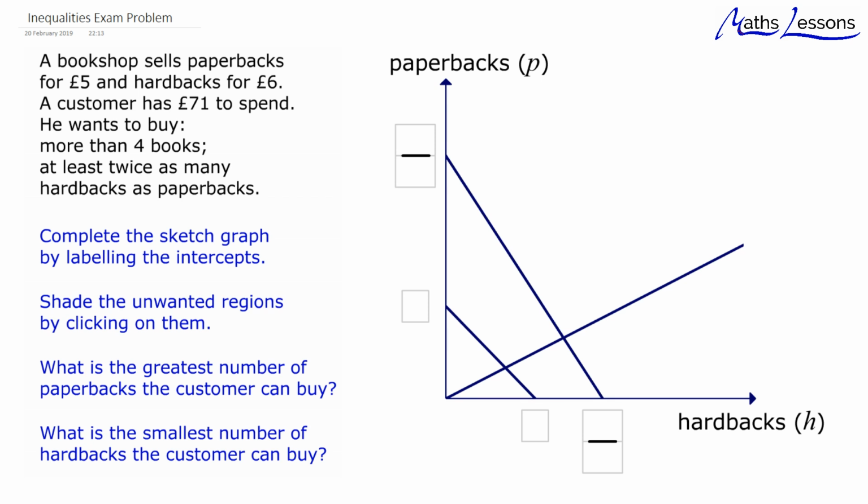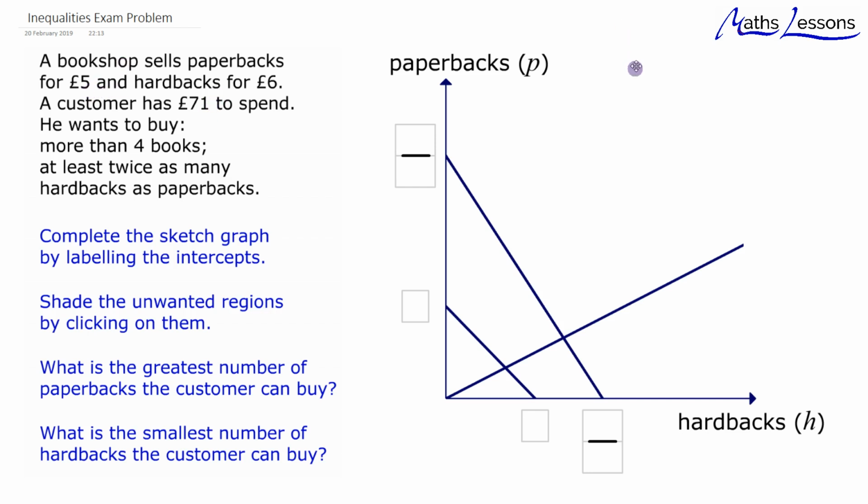Right, that was probably quite a big ask to do in 3 minutes. So anyway, we'll go through it so you know how to go about doing it. The first thing is to find the inequalities, and you've been given this information in the question. He sells paperbacks for £5 and hardbacks for £6, but he has £71 to spend. The amount he spends could be less than 71, or less than or equal to 71.